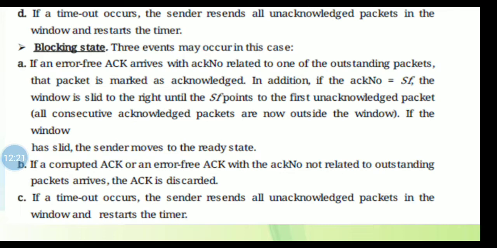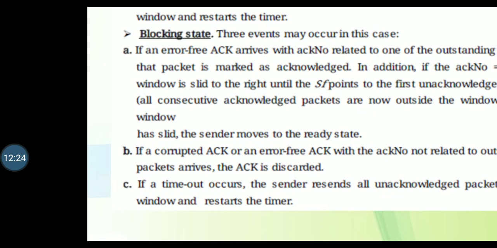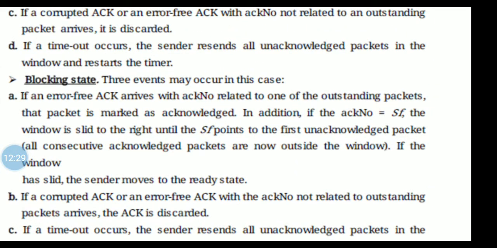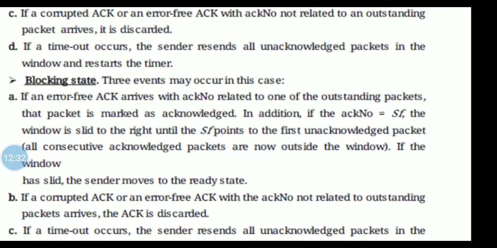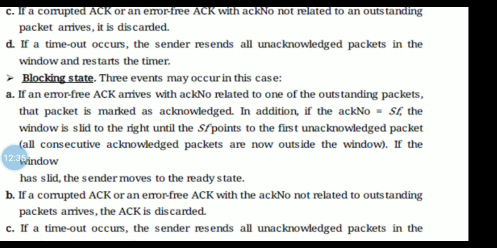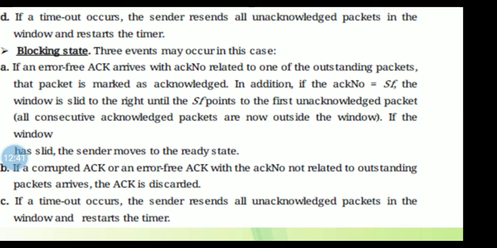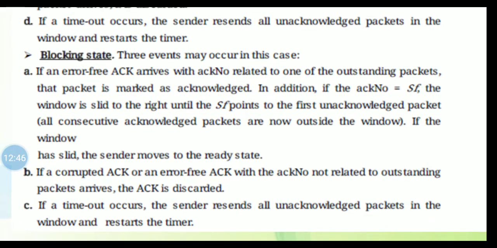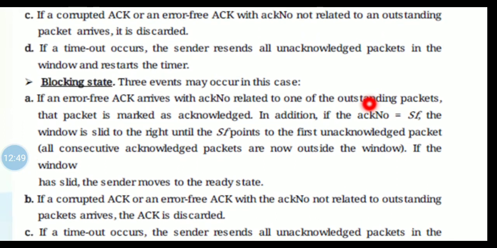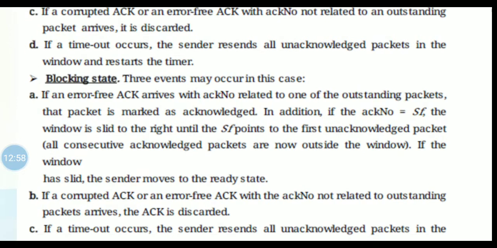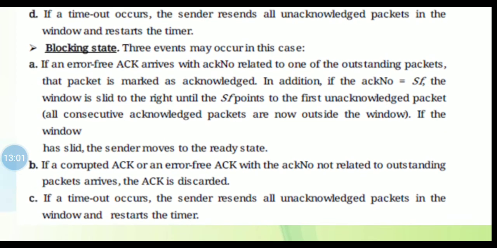Just a minute, sorry. So now I am discussing the blocking state. Three events may occur in this case. If an error-free acknowledgement arrives with an acknowledgement number related to one of the outstanding packets, that packet is marked as acknowledged. In addition, if the acknowledgement number is equal to SF, the window is slid to the right until SF points to the first unacknowledged packet. All consecutive acknowledged packets are now outside the window. If the window has slid, the sender moves to the ready state.